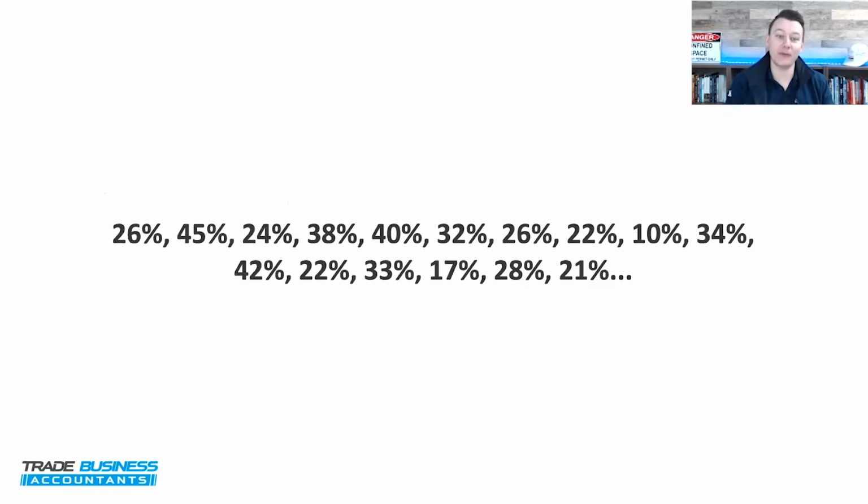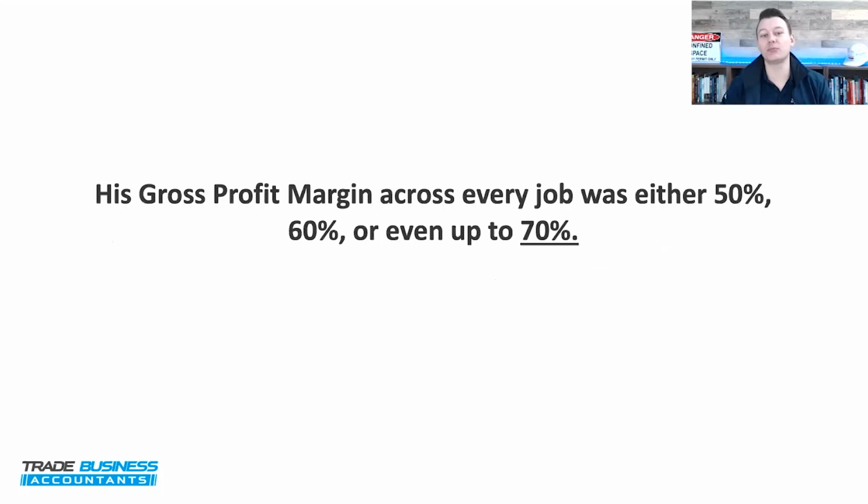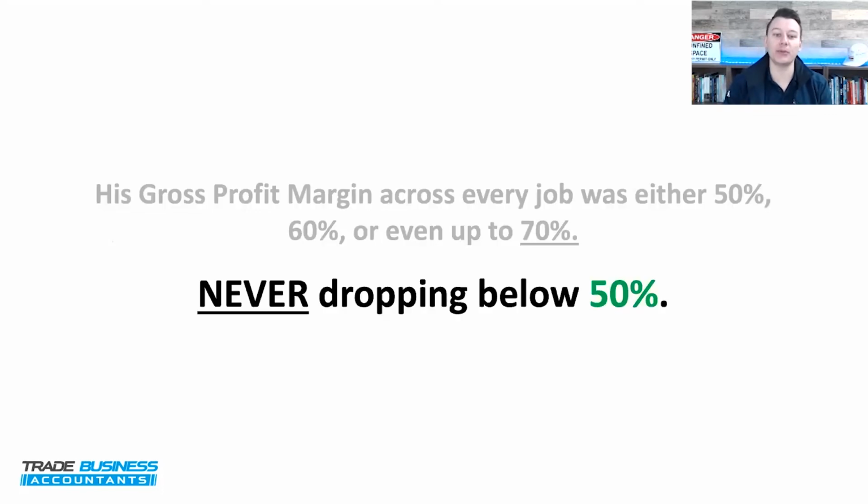And so after establishing how much money he actually wanted to earn, what his overheads were, and then his gross profit margin targets, just like I've spoken about in this video, in a matter of months, he was back growing his top line sales, but now with far greater profits. In fact, his gross profit margin across every job was either 50%, 60%, or even up to 70%. And most impressively, never dropping below 50%.